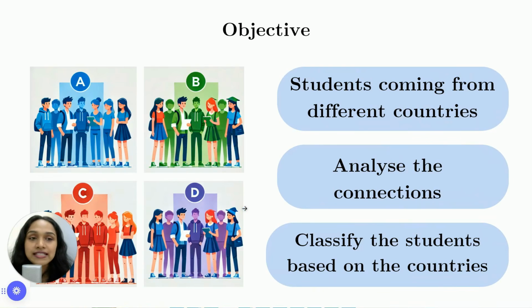So we have a university and there are students coming from different countries in this university. It is observed that students coming from the same country tend to interact more with other students of that same country. So we will analyze the connections of these students, how they are interacting with each other. We will analyze their social interaction network and then we will classify the students based on their respective countries.